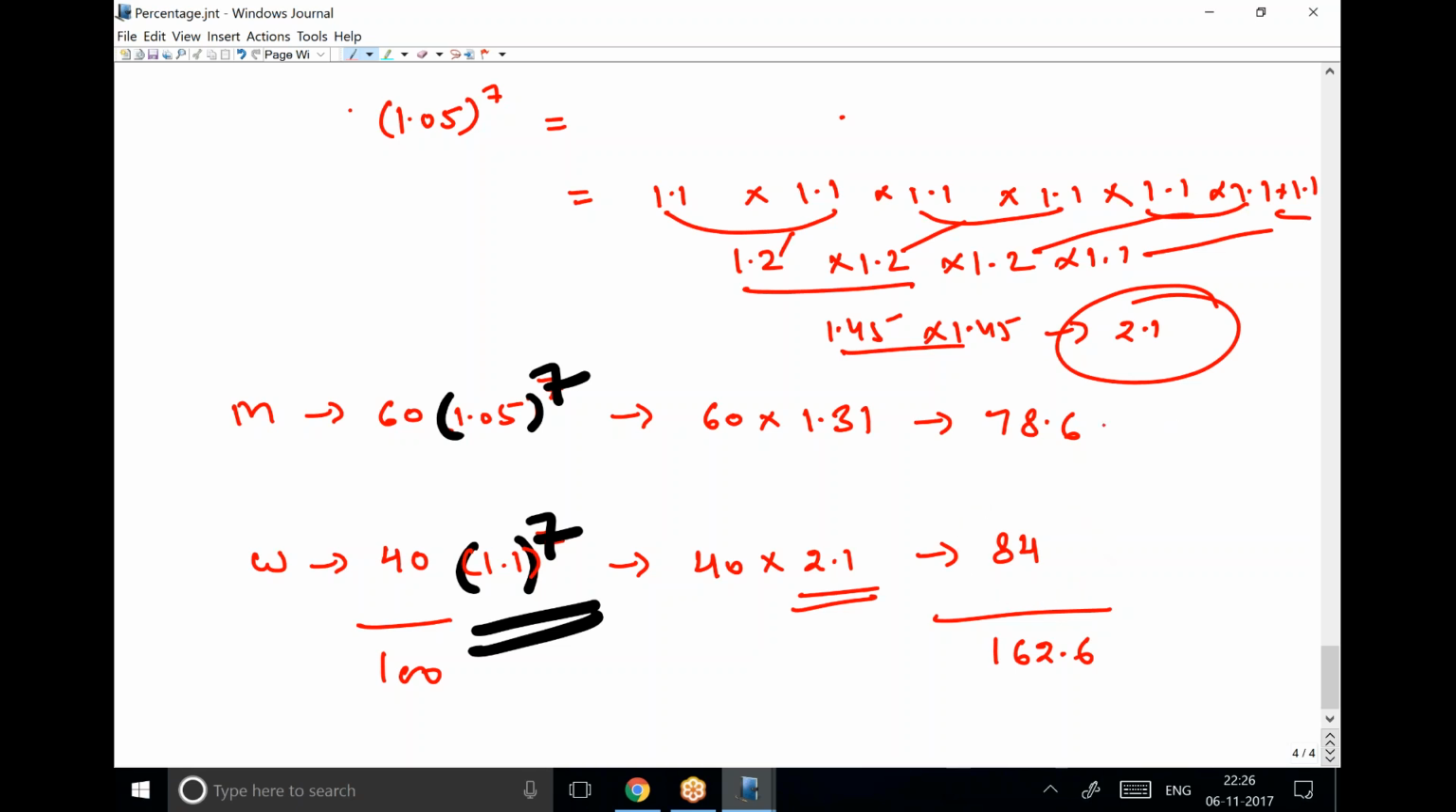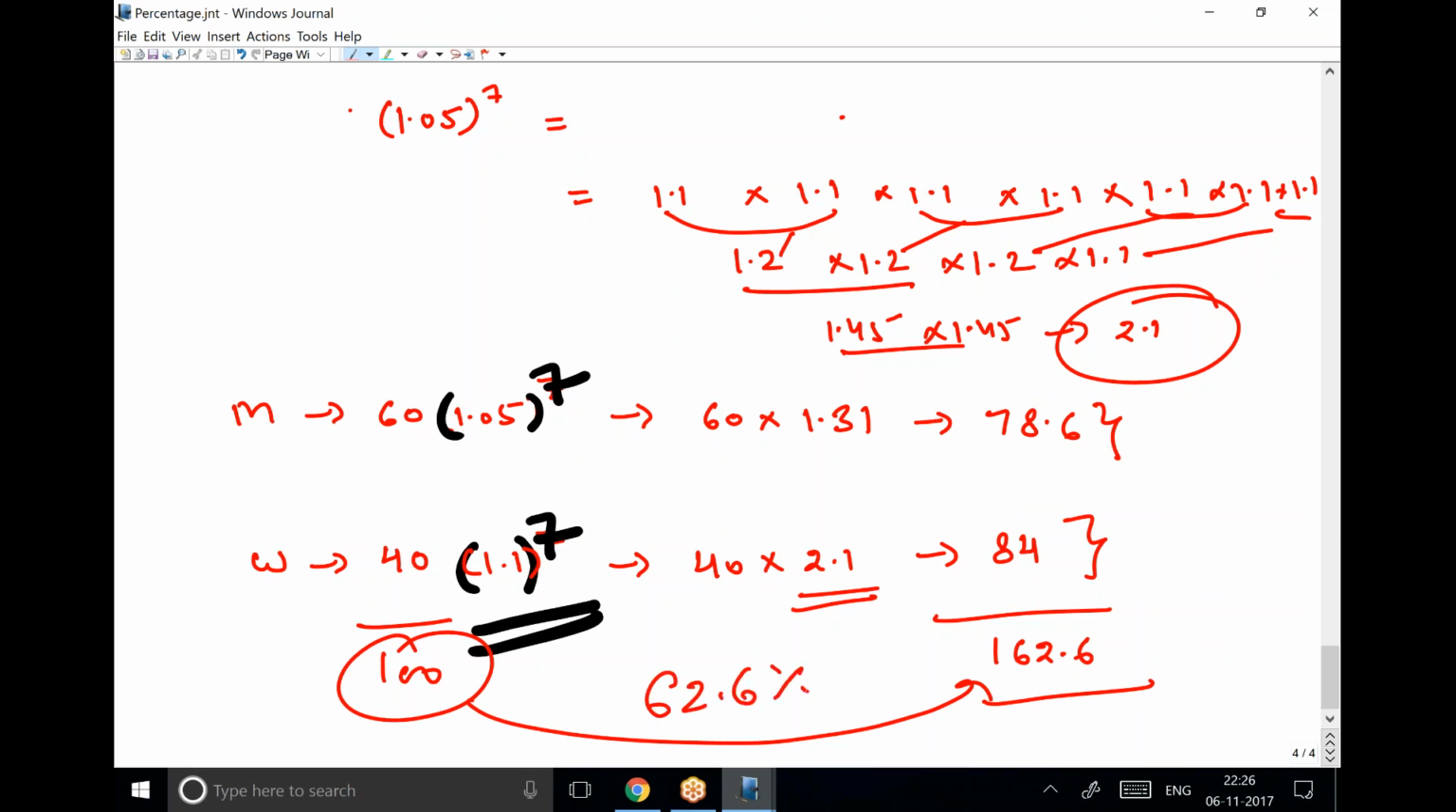So now this comes out to be 78.6, and this comes out to be 84. Together if you do it, it comes out to be 162.6. So 100 it was, now it became 162.6. How much increase is there? We can immediately say 62.6% increase is there. Now you can see from the answer options which answer option you will pick.